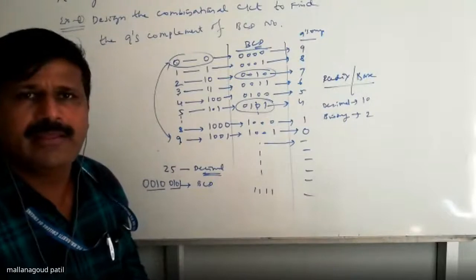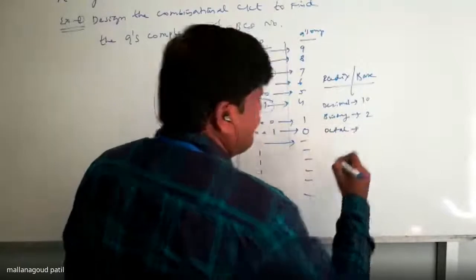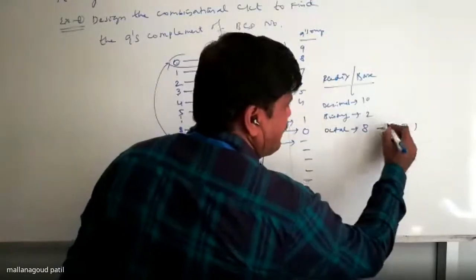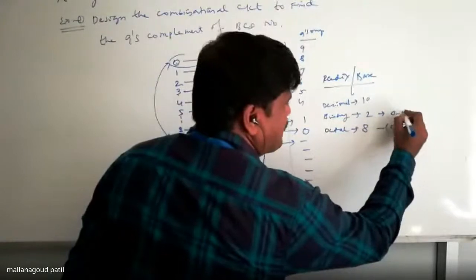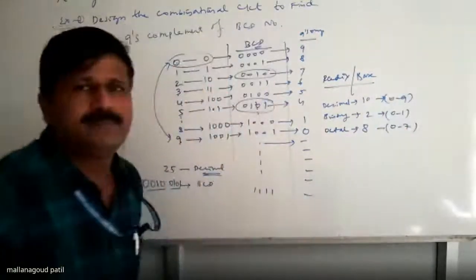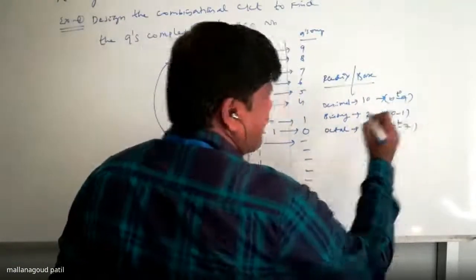Octal, I can write here. What is the radix of octal? 8, sir. 8 means I am using 0 to 7. 2 means I am using 0 and 1. 10 means I am using 0 to 9. This is 0 to 9, and 0 to 7.